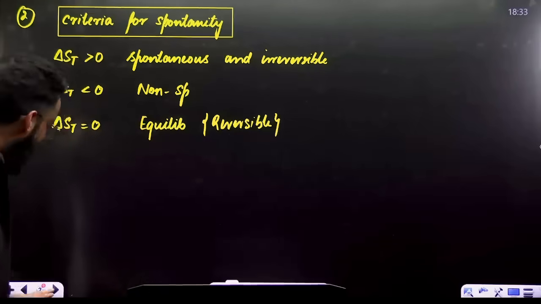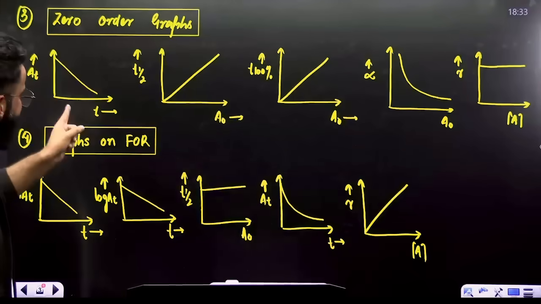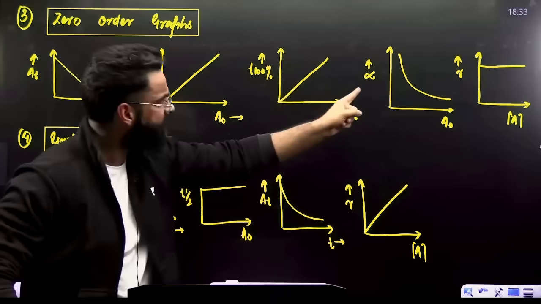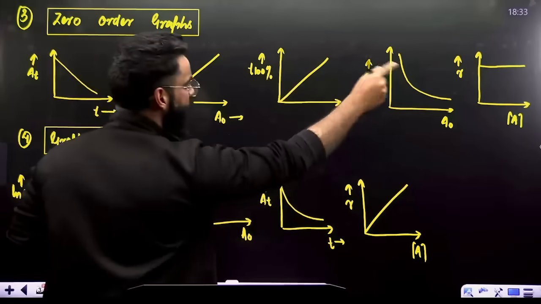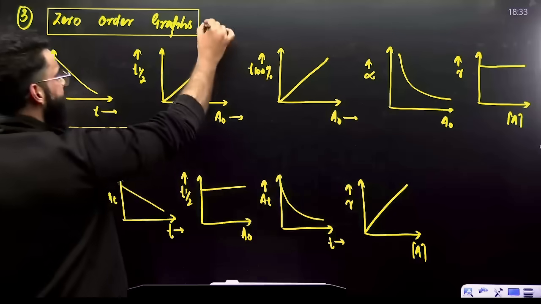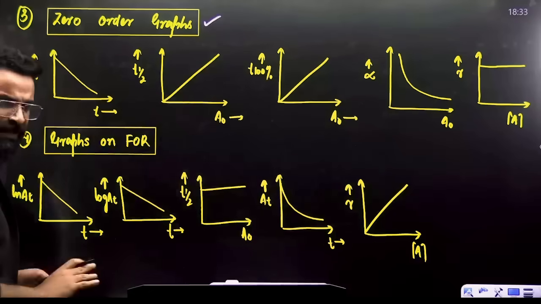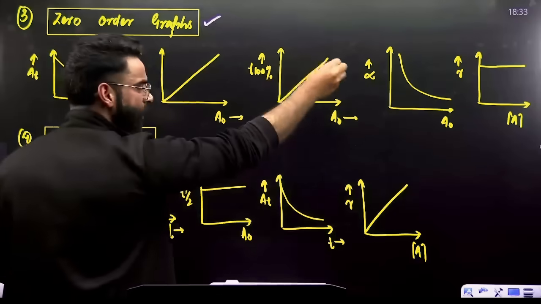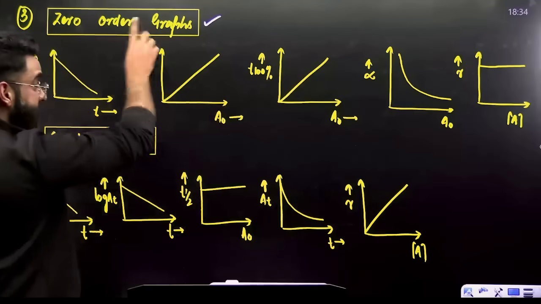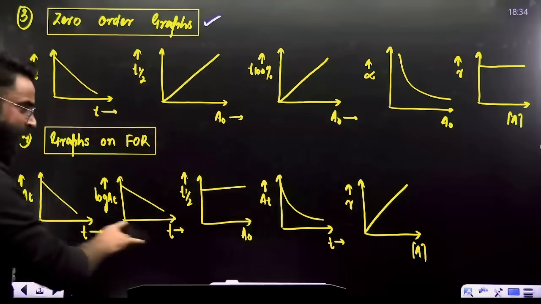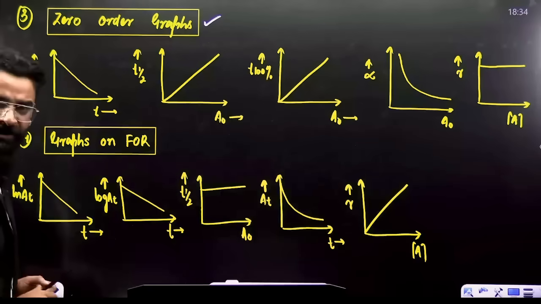Okay, moving on to the third concept. They can give you any of these graphs and they'll ask you what is the order of the reaction. This 1, 2, 3, 4, 5. These 5 graphs are basically the graphs for the zero order reactions. Perfect. They can put any graph in the question. They'll ask you what is the order of the reaction. Remember these graphs, they are the zero order reaction graphs. And the graphs which are mentioned over here, they are the first order reaction graphs.